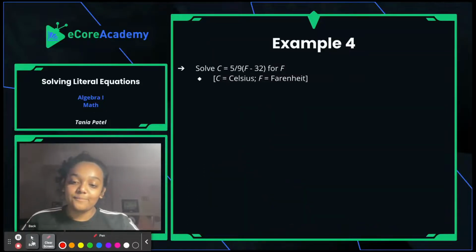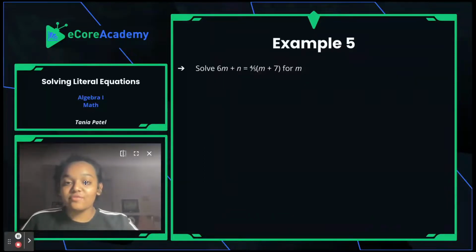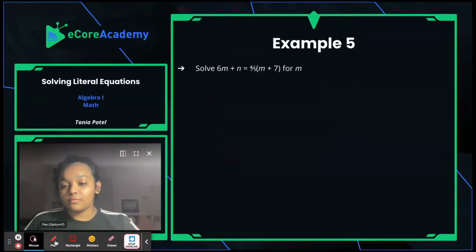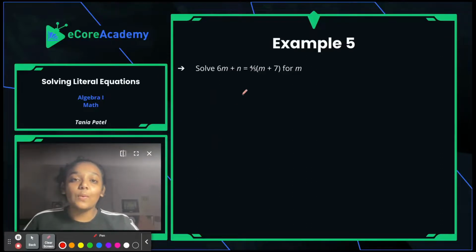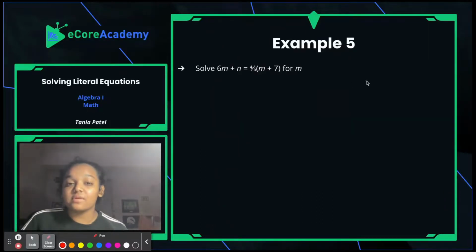So now for the last example, we have another random equation, but still we're practicing the idea of working with more than one variable, constants and coefficients, and still solving for only one variable. So our equation here is 6m plus n equals 4/5 times (m plus 7), and we're going to solve that equation for m.